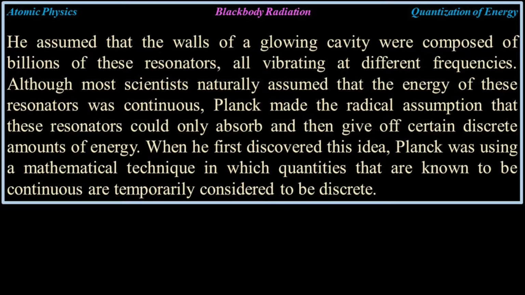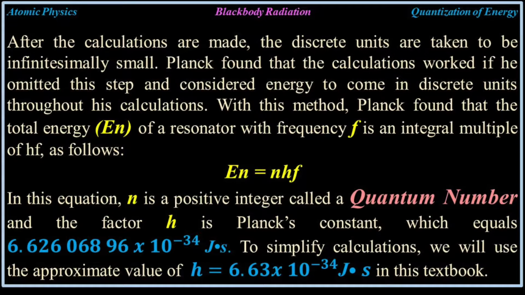When he first discovered this idea, Planck was using a mathematical technique in which quantities that are known to be continuous are temporarily considered to be discrete. After the calculations are made, the discrete units are taken to be infinitesimally small. Planck found that the calculations worked if he omitted this step and considered energy to come in discrete units throughout his calculations. With this method, Planck found that the total energy, En, of the resonators with frequency f is an integral multiple of hf as follows: En equals nhf.